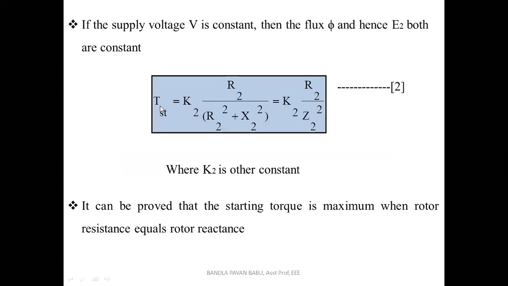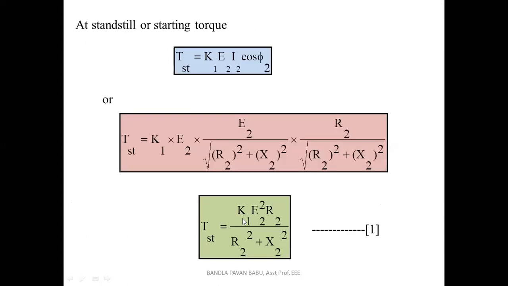So here we get TST, that is the torque at starting, equal to K2 into R2 by R2 square plus X2 square, which is equal to K into R2 by Z2 square. Okay, so that's K2, don't get confused. K in the sense it is a constant. See here we get K1, right?